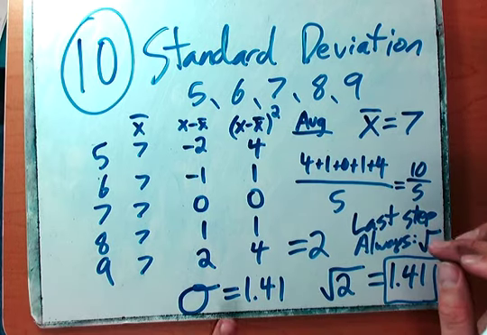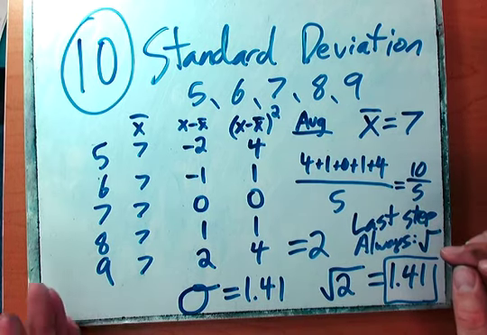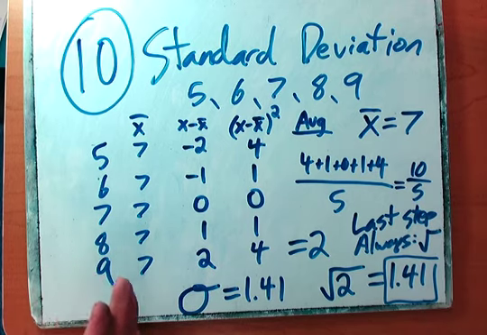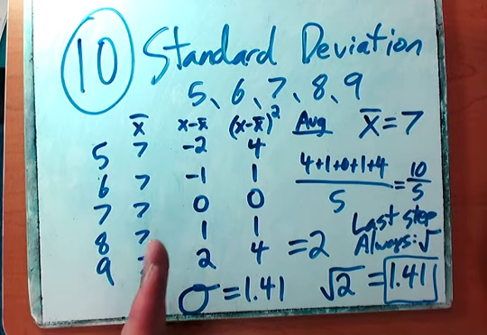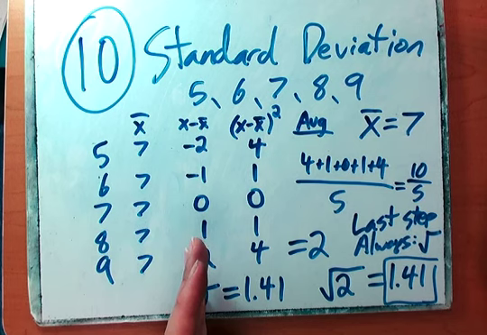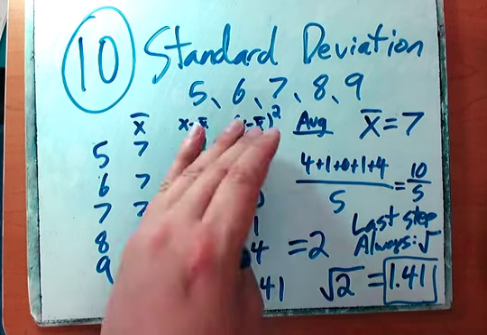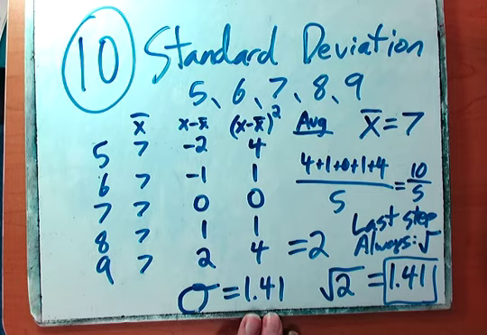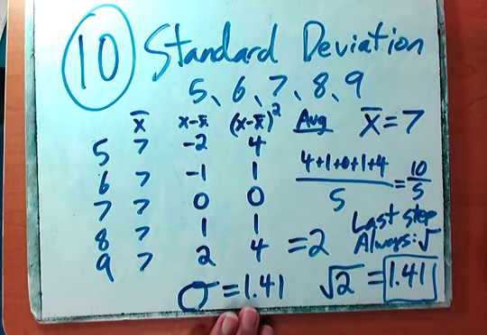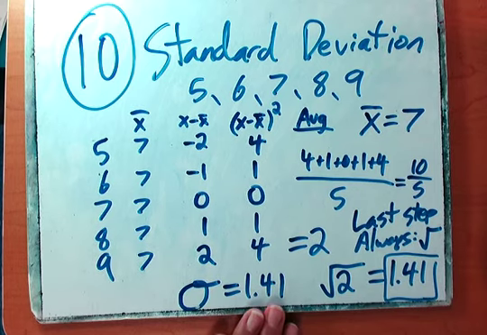So sigma equals 1.41. I took the data. I found the mean. I subtracted the data from the mean. I squared that difference. I added it all up and took the average of those differences. Then I square rooted that, and I'm left with a standard deviation of 1.41.